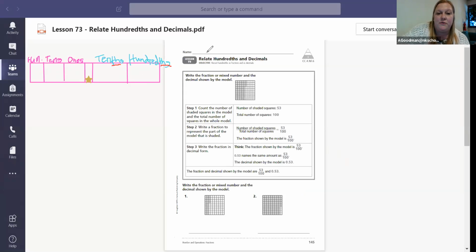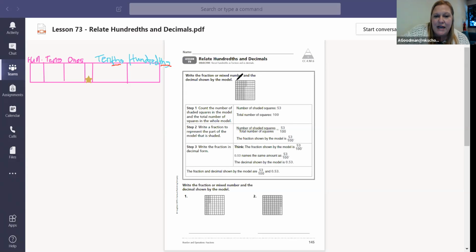All right. So looking at our worksheet, relating tenths and hundredths and decimals. It is going to show us a model of a part of a whole, right? So we can either call that part a fraction or we can call it a decimal. So we are going to do both. You need to count the shaded boxes and remember that this is a 100 square, just like we've worked with in the past, and each column is 10. So you don't have to count all the little individual boxes, you can count them by tens.